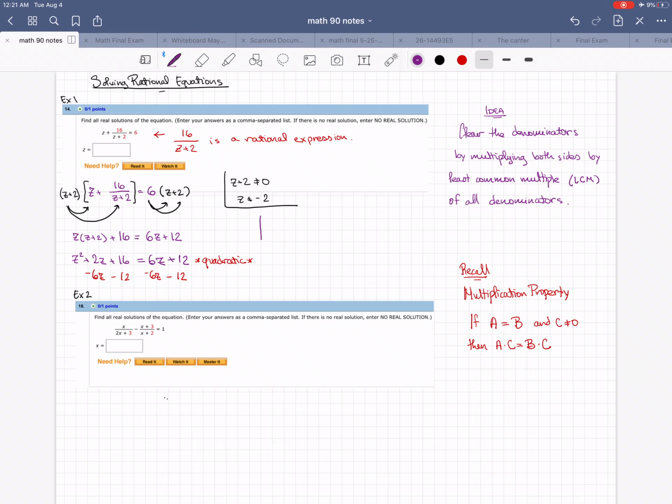And then I'm going to continue on here to finish. So that leaves me with z squared minus 4z plus 4 is equal to 0. Here, this actually turns out to factor, and it factors into z minus 2 times z minus 2, or you can also write z minus 2 squared.